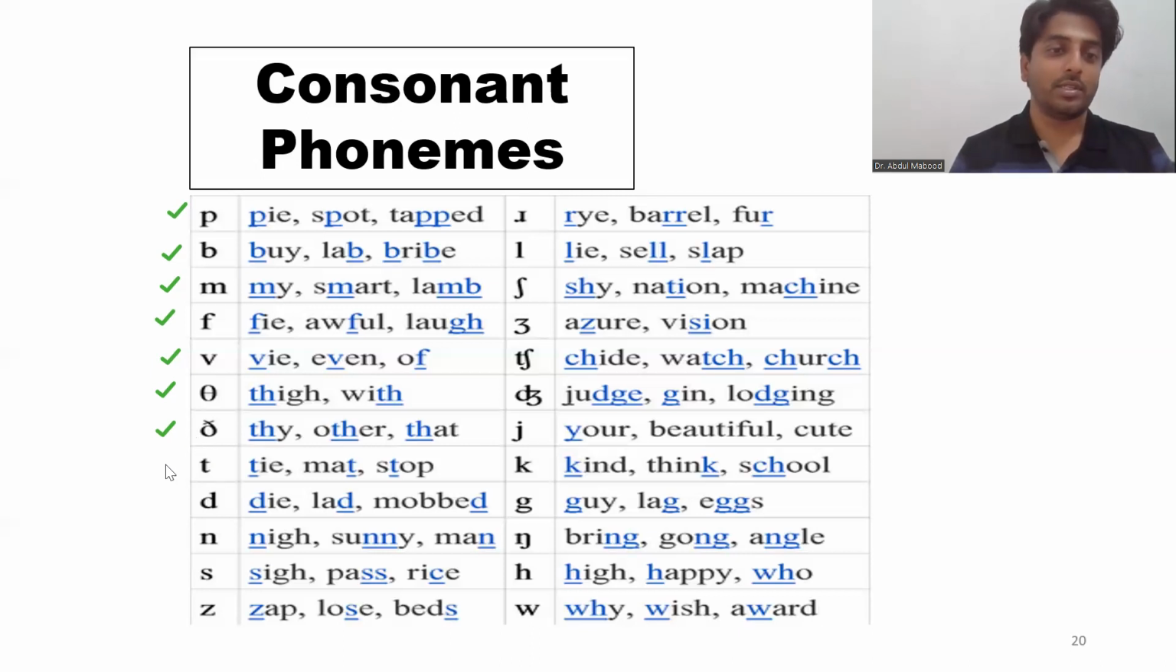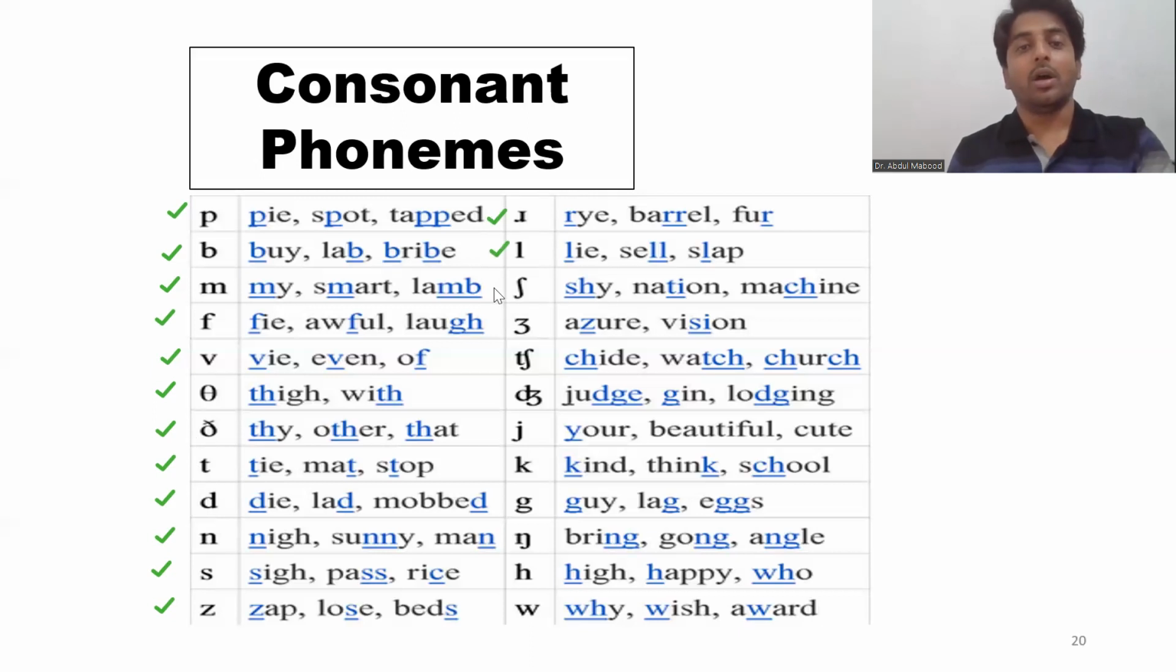Then we have ta sound, then da sound, then na sound, then sa sound, then z sound, right? Then we have a ra sound, la sound. Here again we get a new sign. It is sha, in the case of shy. Okay. Then we have za, like zebra, and azure. Fine. Then we have this new one.